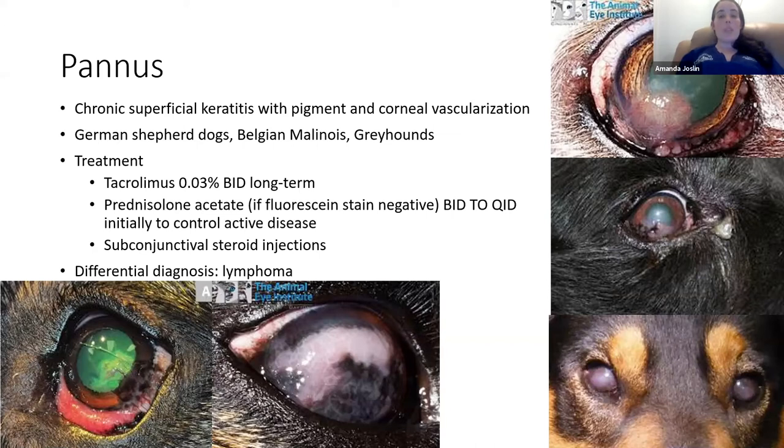The big thing is once you see severe granulation tissue on the eye, you always have to be concerned that a differential diagnosis is lymphoma. So you just want to palpate for a peripheral lymphadenopathy and warn the owner if there's not significant improvement, it's going to be something to consider.